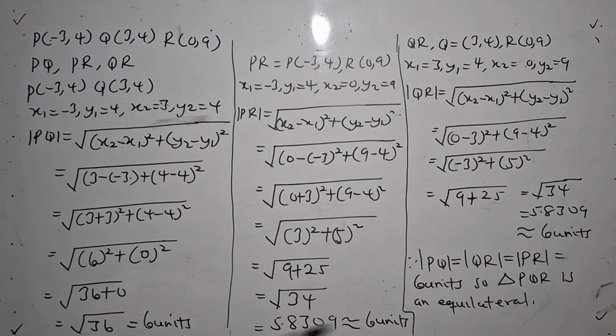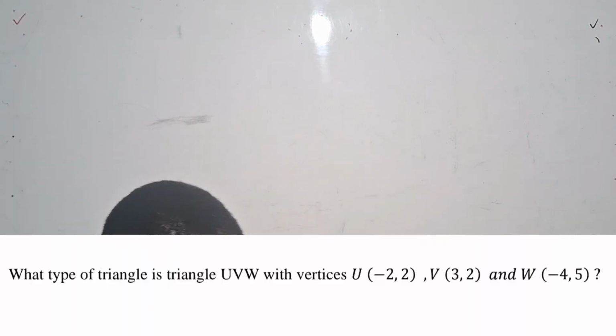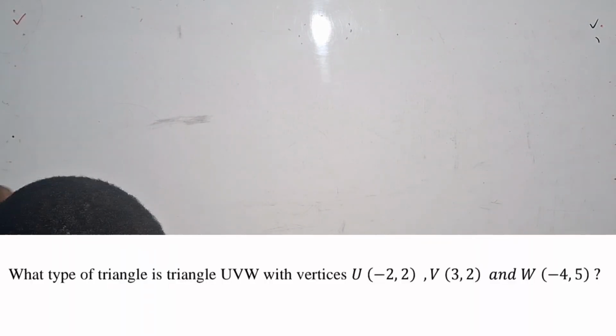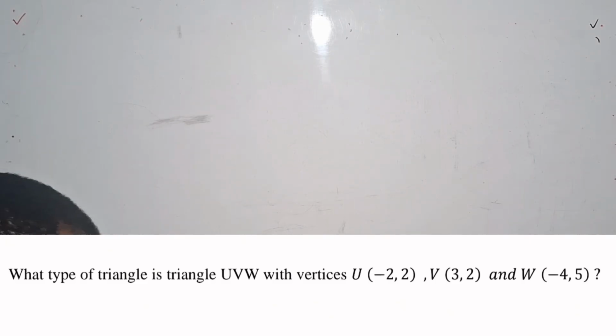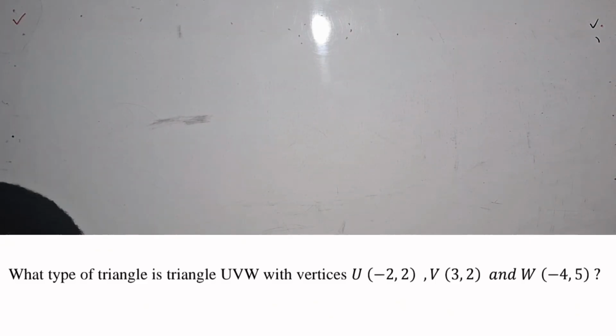When you find yourself in a question like this, here's how you do it. Take the next question. It says, what type of triangle is UVW with vertices U negative 2, 2, V 3, 2, and W negative 4, 5. This one, they didn't give us any clue. It's like the first question we solved. They said, what type of triangle? And we can only determine that using our distance formula. Then the answers are going to give us a clue of the type of triangle we are working with.